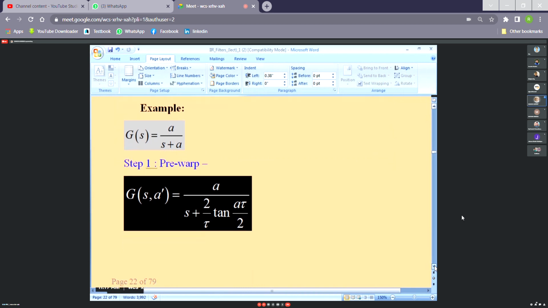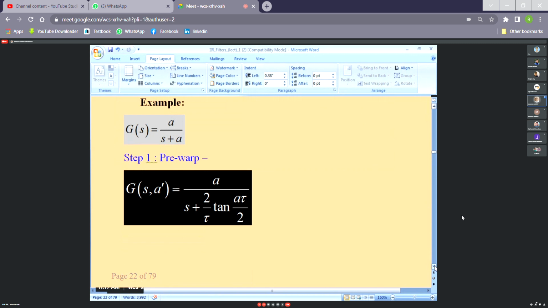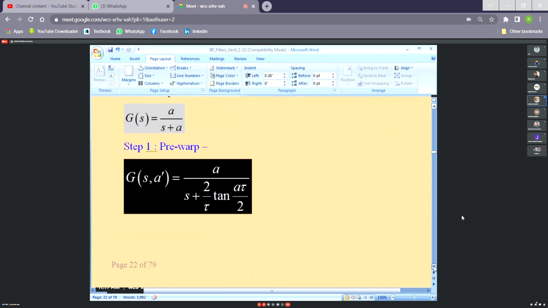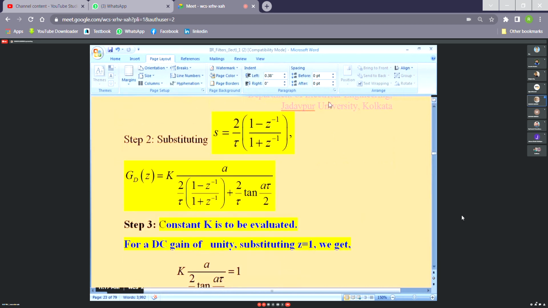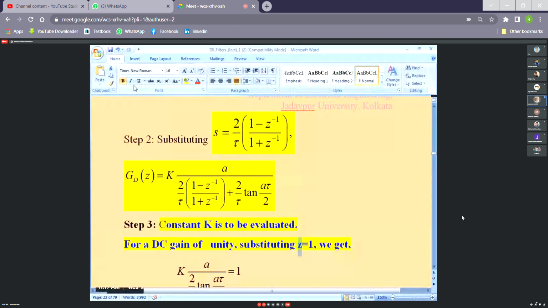So now once you get G(s) with A prime, you apply the bilinear transformation relation. So S is replaced by 2 by tau, 1 minus z to the power minus 1 by 1 plus z to the power minus 1. So what do you get then? This one. Gd(Z) will be given by this expression, and K has to be evaluated so as to preserve the DC gain of the analog filter. The DC gain of the analog filter was seen to be unity. And so we desire that the digital filter also should have a DC gain of 1.